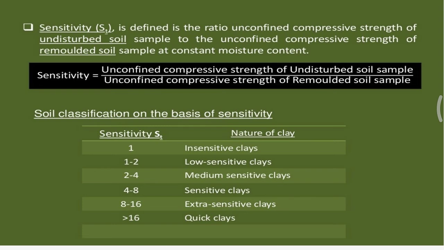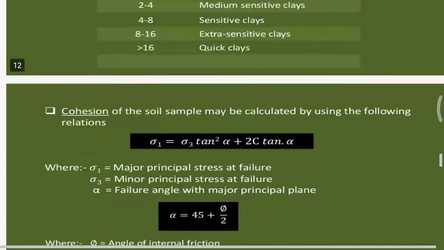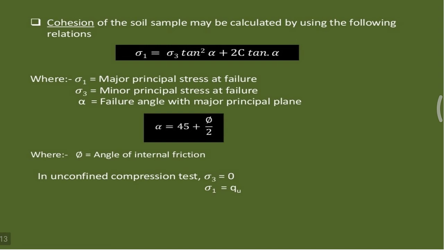Then the definition of sensitivity, denoted as St. It is the ratio of unconfined compressive strength of an undisturbed soil sample to the unconfined compressive strength of a remolded soil sample at a constant moisture content. Here you can see the soil classification on the basis of sensitivity. When the sensitivity is 1, the clays are insensitive; 1 to 2, low sensitivity clay; 2 to 4, medium sensitivity clay; 4 to 8, sensitive clays; 8 to 16, extra sensitive clays; and greater than 16, quick clays.